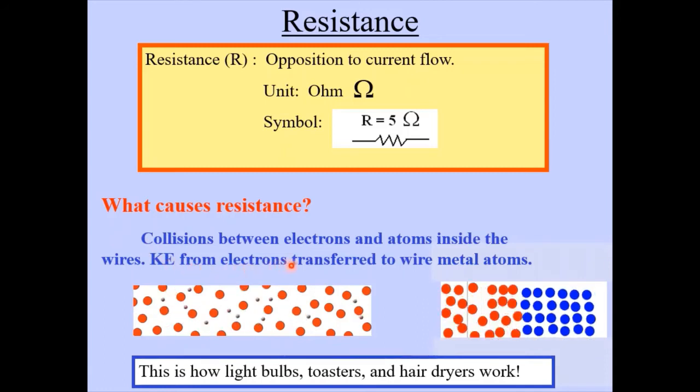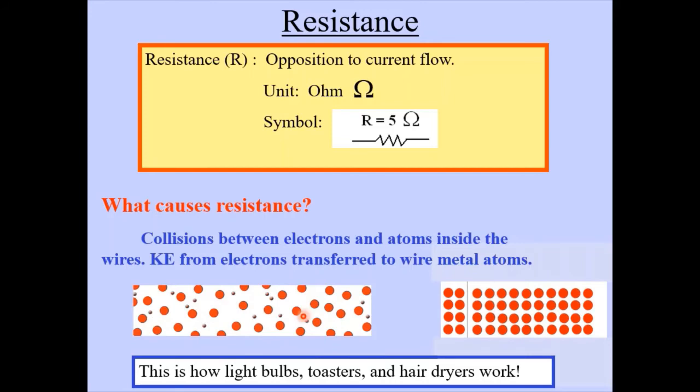Kinetic energy from the electrons is transferred to the wire metal atoms. So in this picture here, this is a little section of a wire. Let's say it's a copper wire. These big red circles represent copper atoms that are bonded together to make a solid wire. You see the little tiny particles, those are electrons, and they're flowing from left to right. But notice the electrons can't just flow straight through, they bounce off and collide with all these copper atoms.